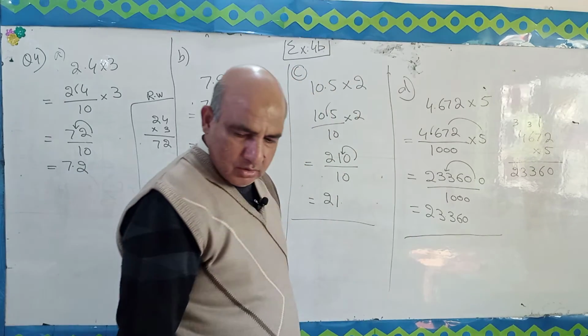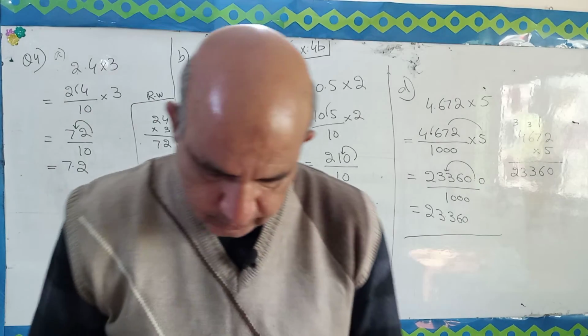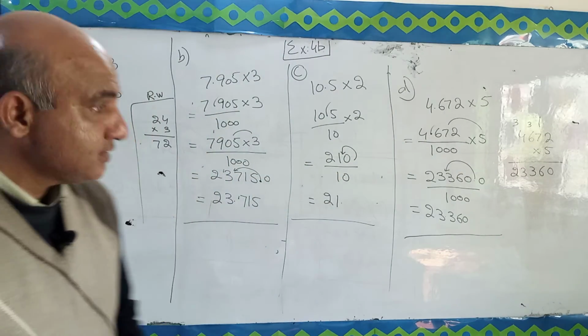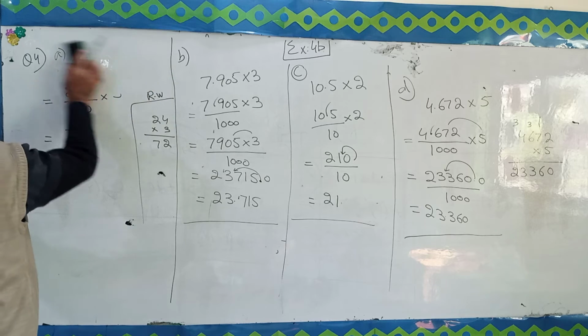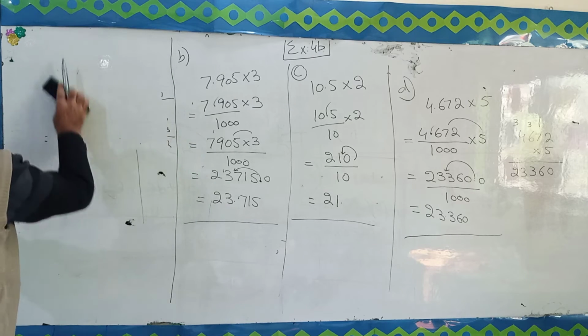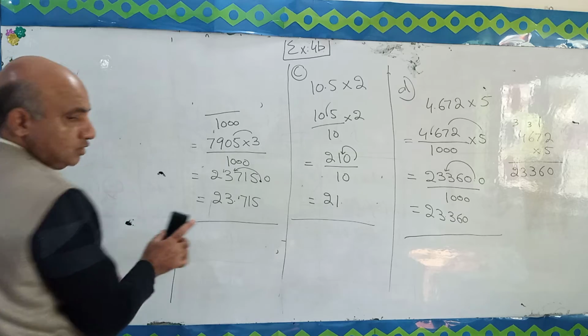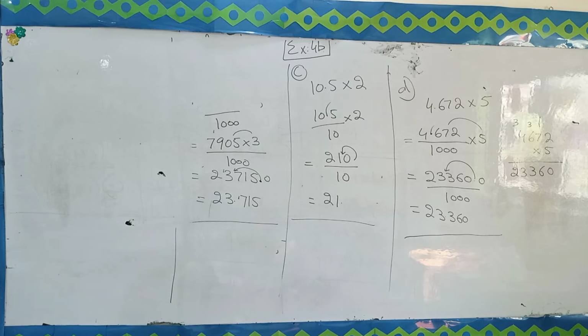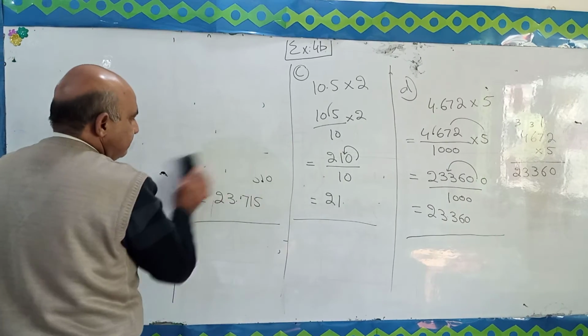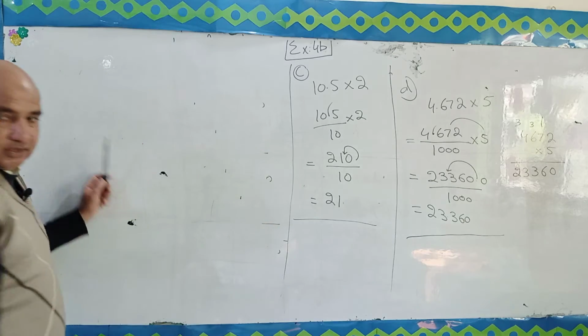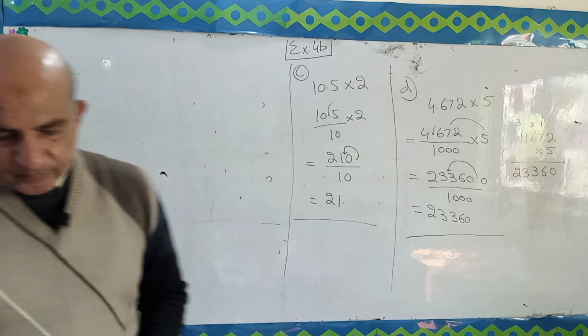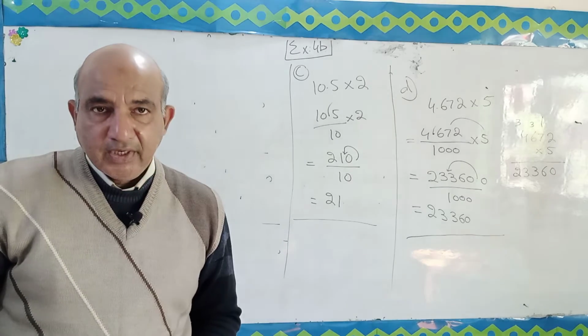Right? Now I'm going to solve question number 5, that is division of a decimal number. Okay, in the next part we will divide. We'll solve question number 5, division method.